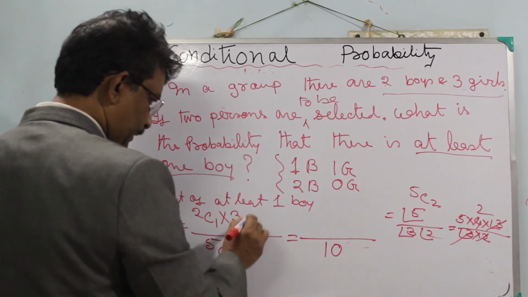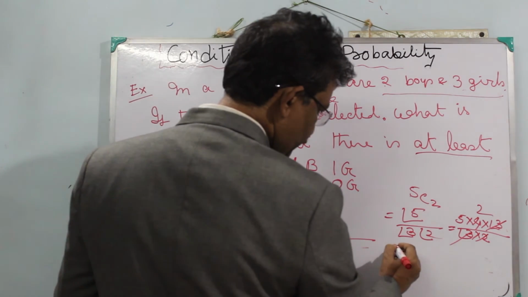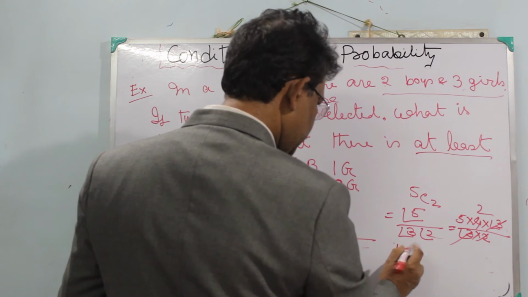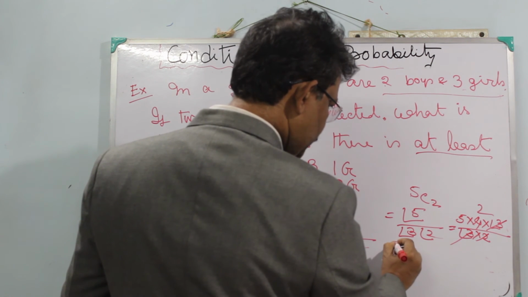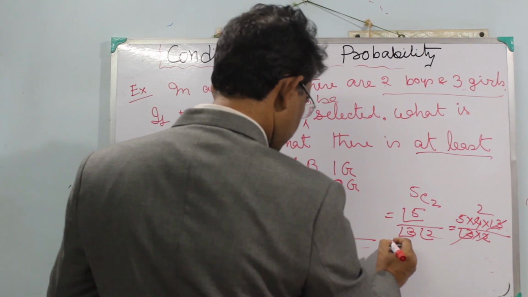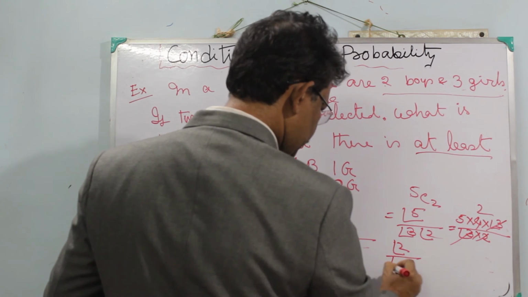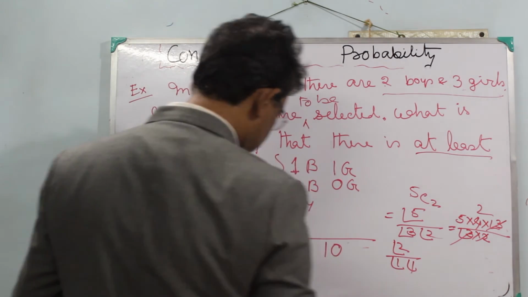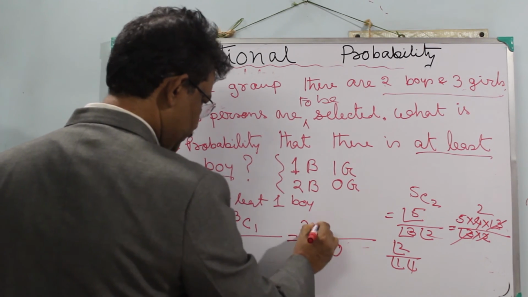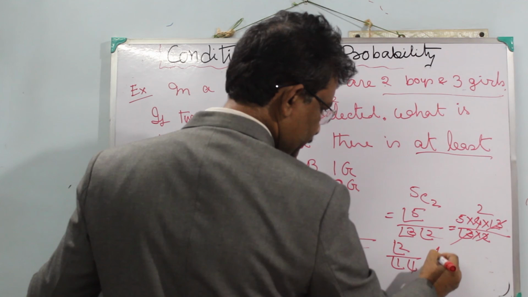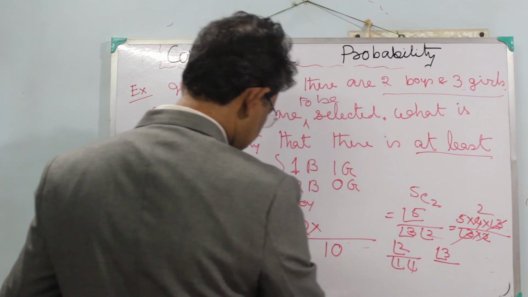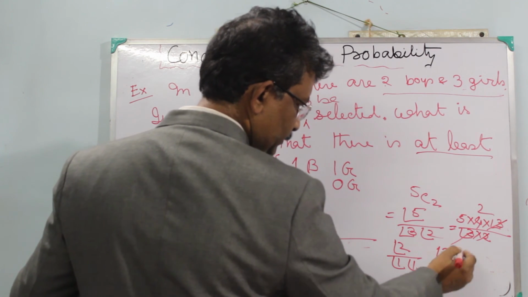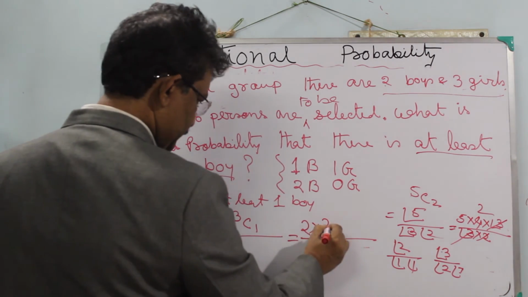the denominator is 10. Now 2C1 is factorial 2 divided by factorial 1 into factorial 2 minus 1, which is 1, and again factorial 1, that means 2 ways. And 3C1 is factorial 3 divided by factorial 1 into factorial 3 minus 1, that is factorial 2. So the 2 cancels, giving 3 ways.